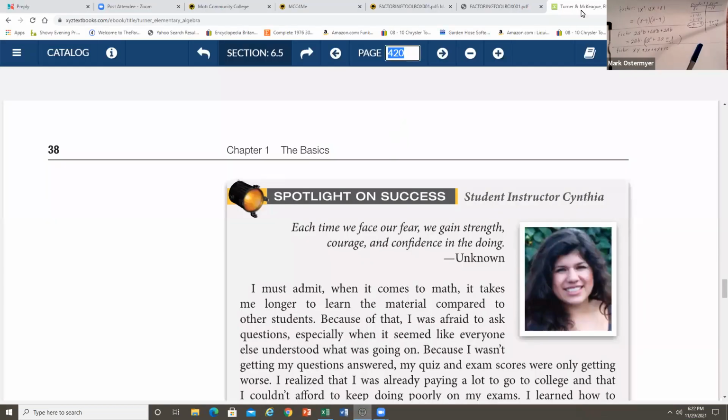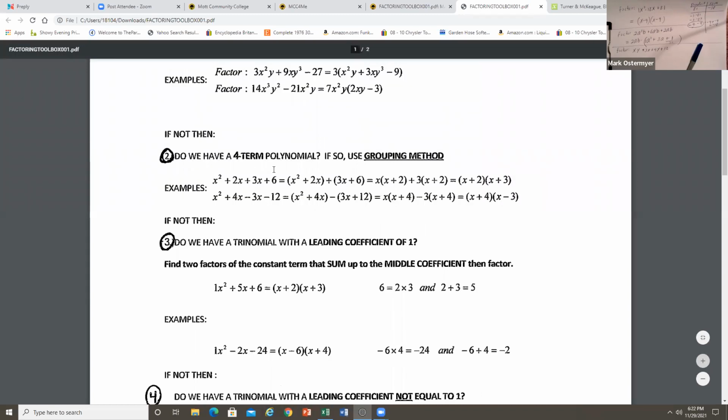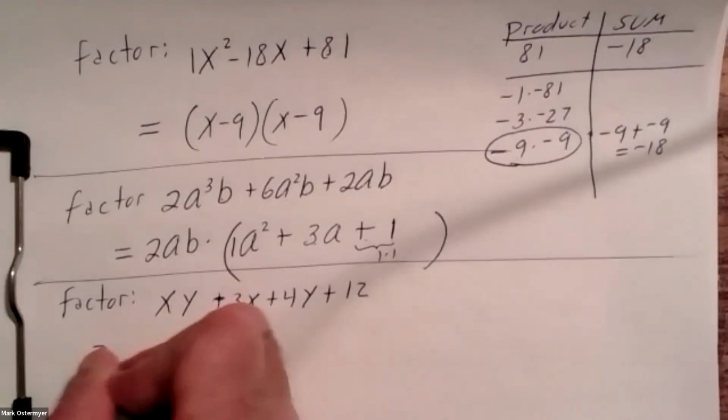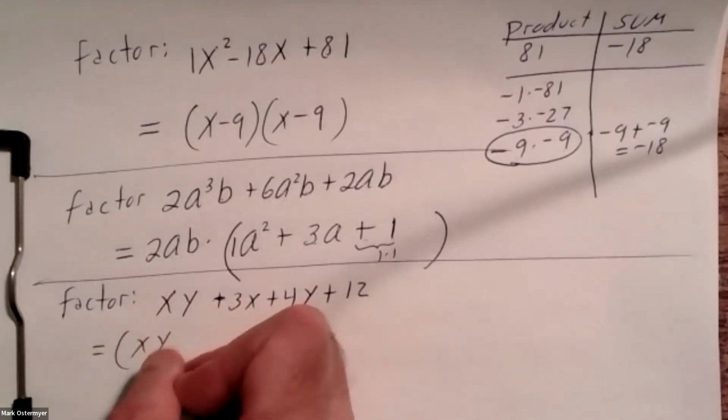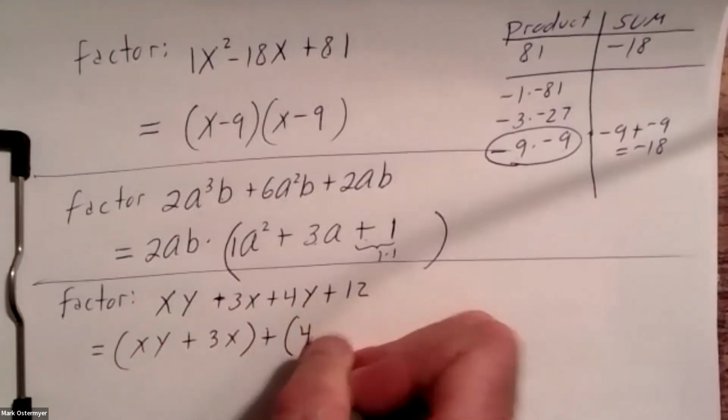Where is my toolbox? I had it up here. And there it is. First question fails. Second question, do we have a four-term polynomial? Yes or no? That's a four-termer. So what method are we going to use?